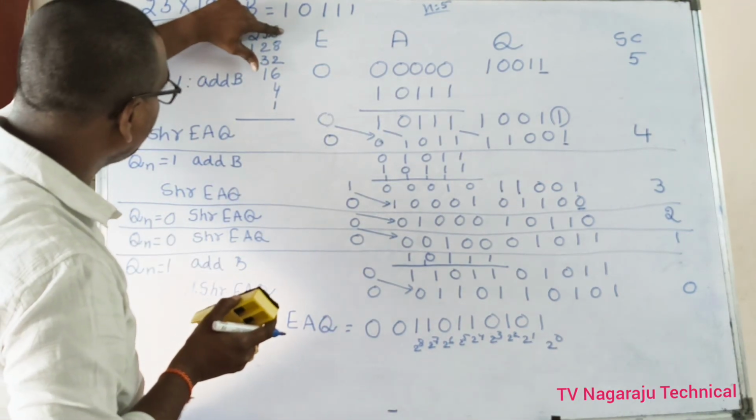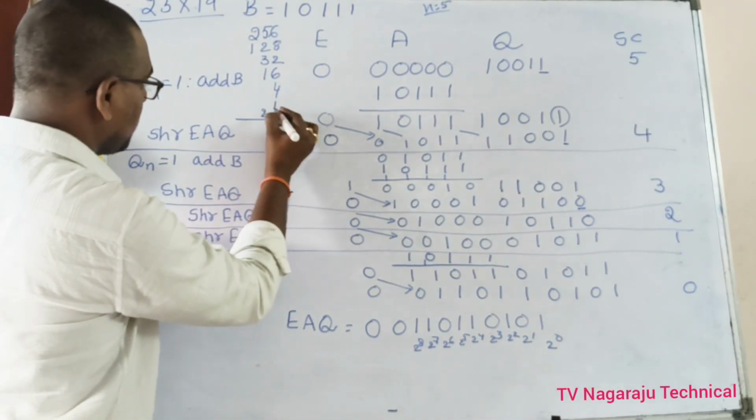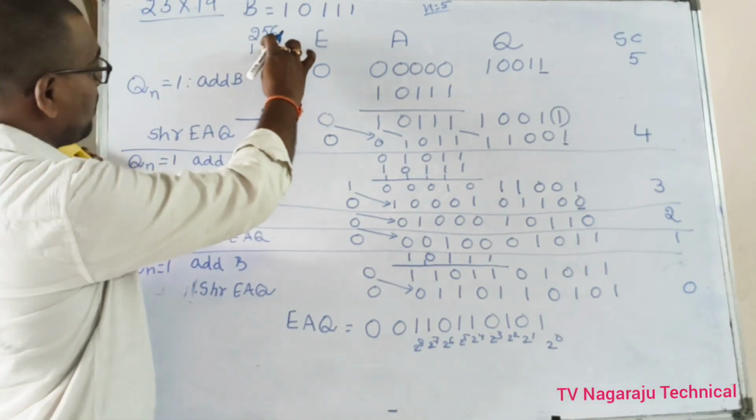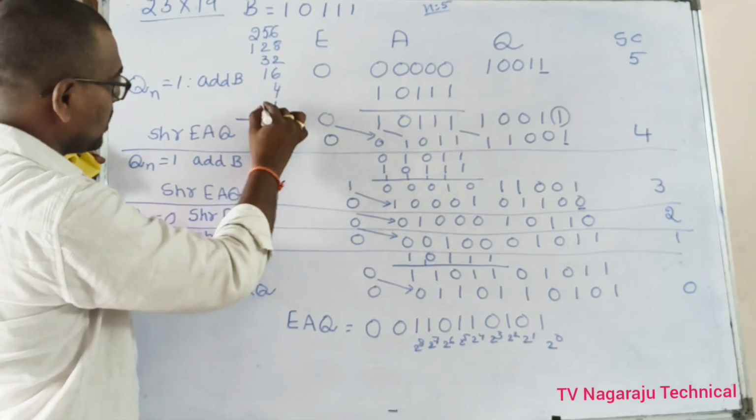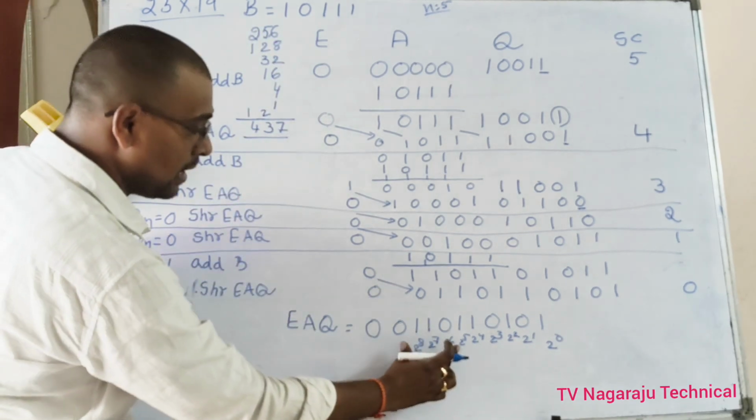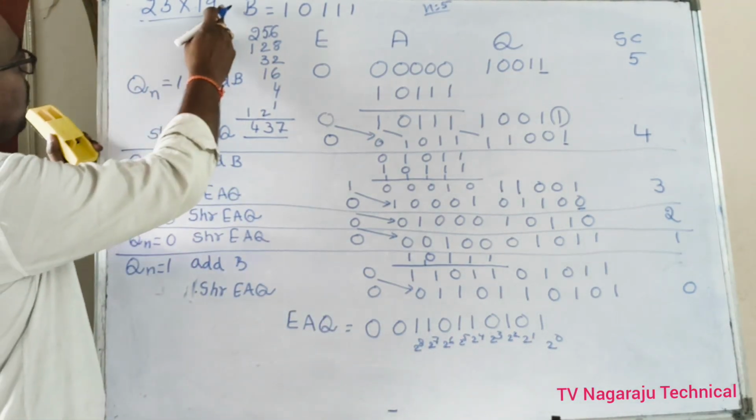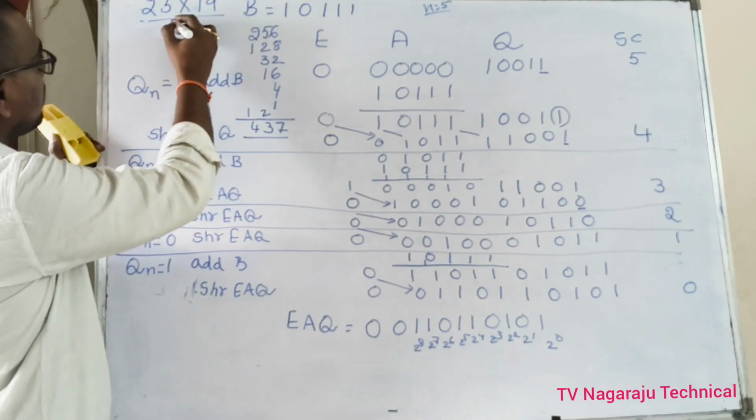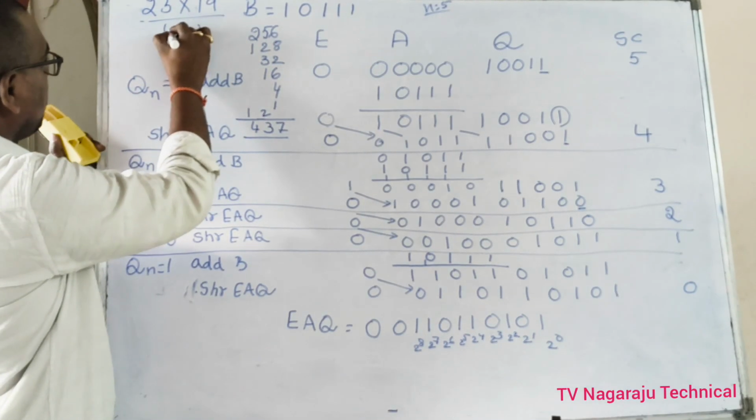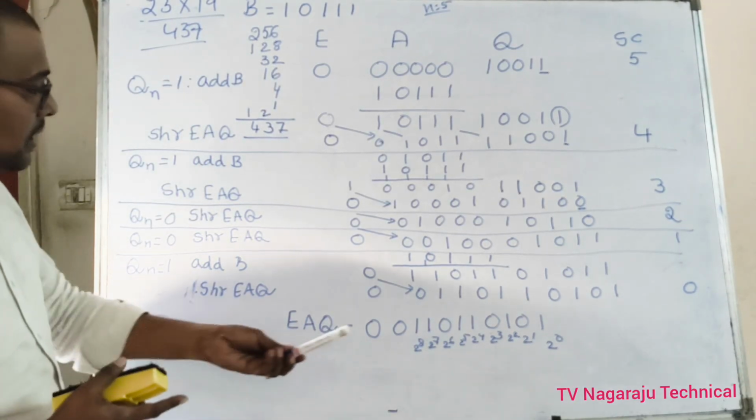So 10, 16, 26, 27, 37, sorry, 27. 11 plus 2, 13, 3, 4. 437. If I convert this binary into decimal, what am I getting? 437. So what is 23 into 19? 19 3s are 57, 19 2s are 38, 437. Are we getting the right answer or wrong? Exactly, we are getting the perfect answer.